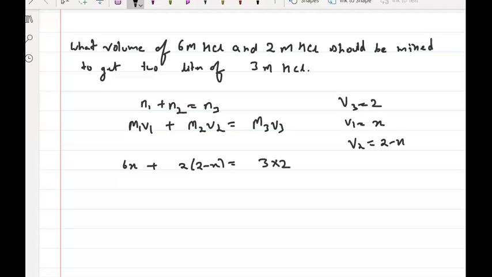For example, KMnO4. In acidic medium, the valency factor is something, and in basic medium, the valency factor is something else. So the valency factor changes according to the reaction. So I can say that the equivalent weight of any compound changes depending on the reaction. That's why, if we have a balanced reaction, the mole concept is better.